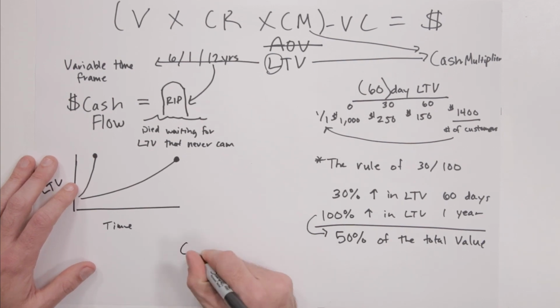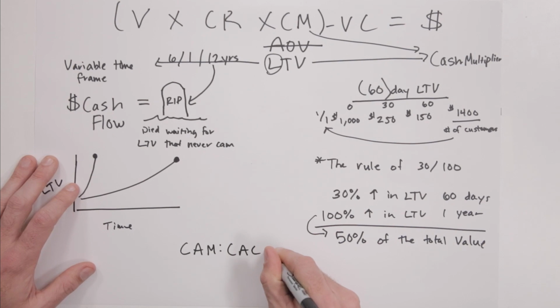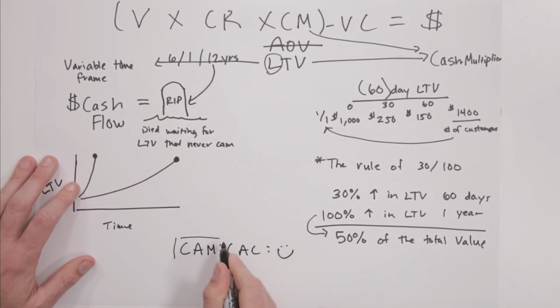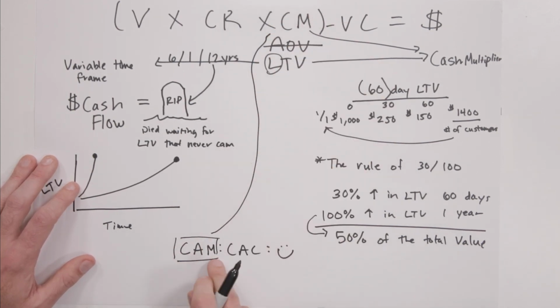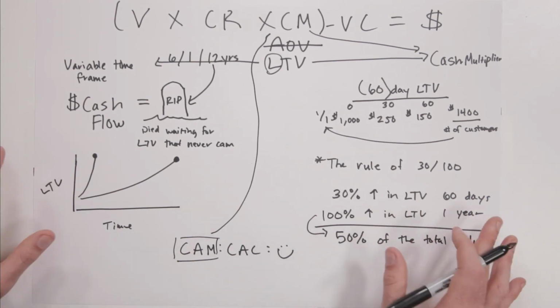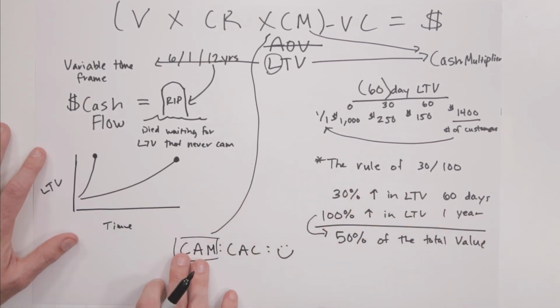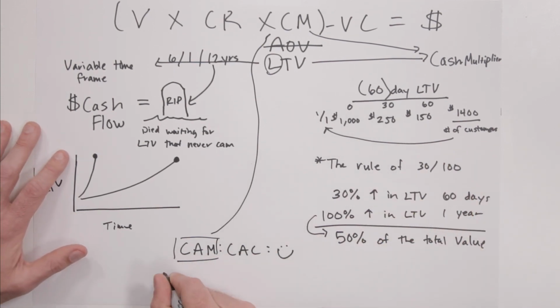Well, I want to introduce to you a principle that I call CAM to CAC. Clever little ratio mechanism. Think of CAM as just another way to express cash multiplier, using CAM because it sounds nice with CAC. A lot of people will talk about LTV to CAC ratios, but we want to understand CAM to CAC ratios of specific cohorts. So what do I mean when I say specific cohorts?